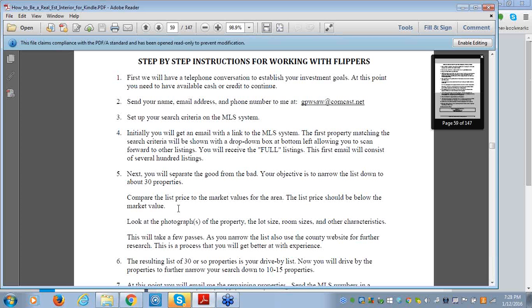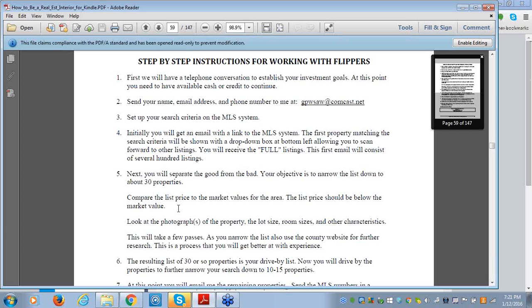If the list price is at or above that value, I'm going to discard the property. I'm no longer going to look at it. And the reason is, I know it's harsh, but I'm only going to spend my time, and I'm only going to have my clients spend their time, on the properties that are most likely to produce a good capital gain on a flip.